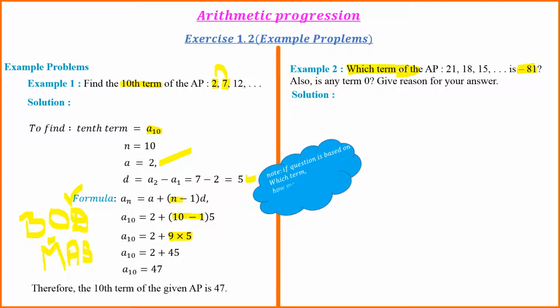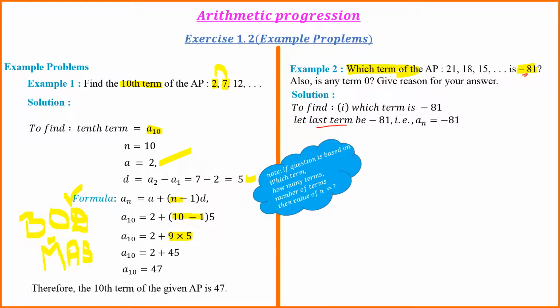If any question is based on which term, how many terms, or number of terms, then the value of n is to be found. Here let us assume the last term to be minus 81, where an equals minus 81, and the value of n is to be found. Then the value of a is 21. Then for d, subtract your first term from the second term: 18 minus 21, which is minus 3.